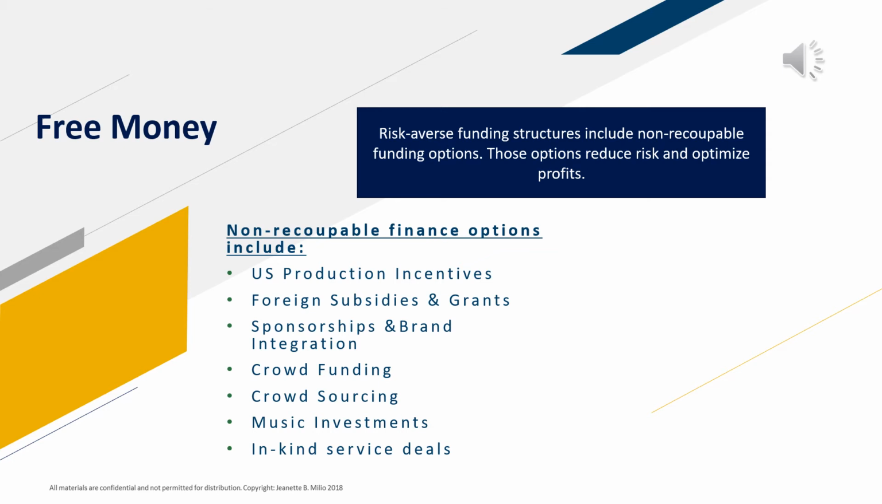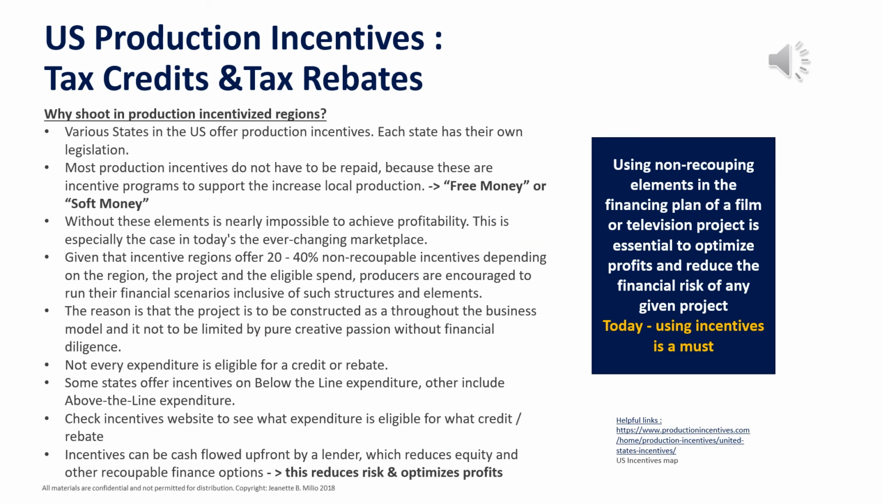service deals. We established that US production incentives and tax credits and rebates are production incentives provided by the region that you're shooting in. We also talked about the percentages that are available. Could be as low as 15, could be as high as 40, depending on where you're going.